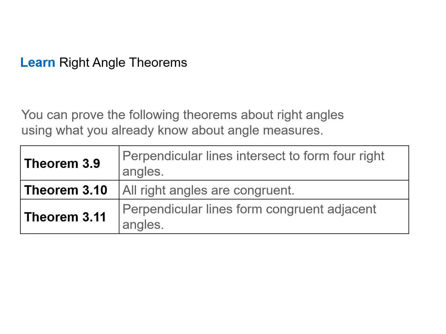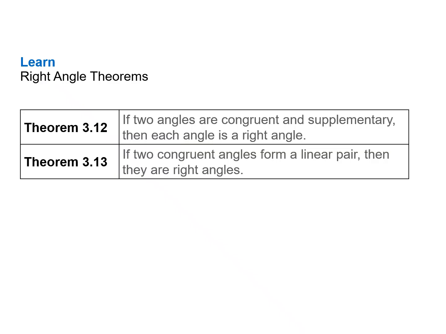Let's use those to help us solve. We have two more. If two angles are congruent and supplementary, then each angle is a right angle. If two angles form a linear pair, then they are right angles. So if two congruent angles form a linear pair, then they are both right angles.